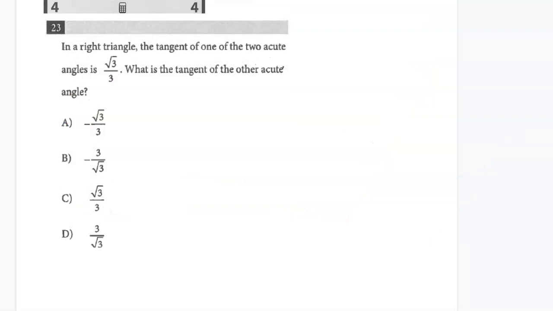Number 23, in a right triangle, the tangent of one of the two acute angles, acute means less than 90, is radical 3 over 3. What is the tangent of the other acute angle? So this is a trig problem. First off, let me sketch a little right triangle here. I don't know what the degrees are, but I do know that they add up to 90, which isn't super important here. Let me call this angle theta and this angle alpha. You could use x and y, it really doesn't matter. You could even put some numbers in there just for pretend.